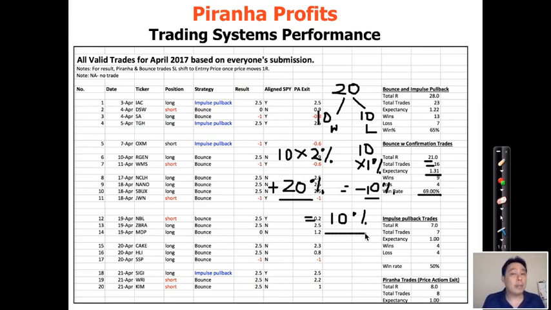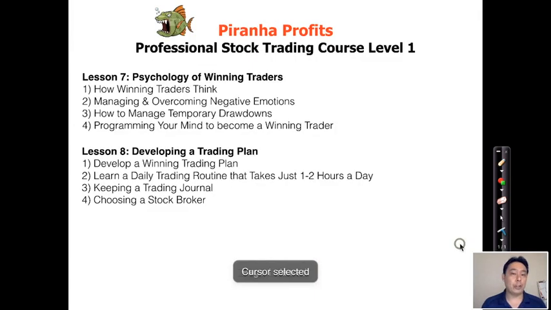And again, I'm being really conservative here because you should in essence get more than a 50% win rate, and you should sometimes aim for more than 1:2 risk to return ratio. So that's how powerful these trading systems are. And again, in level 1, you're learning the bounce system, the first trading system that I'll be teaching you, right?